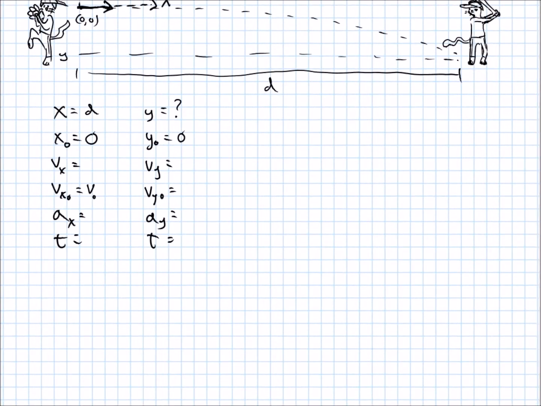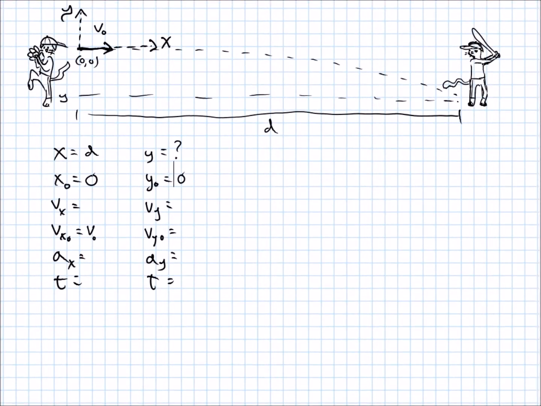Okay, let's see, do we know anything else here? How about the accelerations? Well, we're probably on Earth, right? I didn't say anything otherwise. So the acceleration in the y direction should be negative g. Right, because I said up is the positive direction. Acceleration due to gravity, of course, points down, which in this case is in the negative direction, so it's got to be negative g.